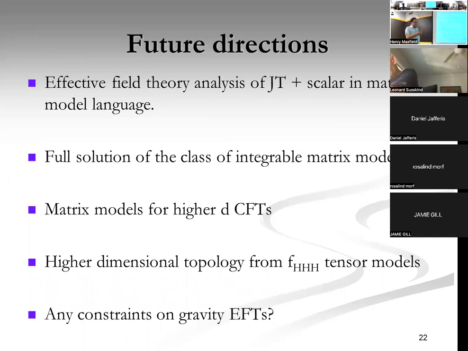It would be nice to understand in more detail exactly how to map regulators of the UV in the bulk to deformations of the matrix model that eliminate these divergences in the loops, which look like the short distance divergence and the divergences in the intervals of the UV. So what exactly is that mapping? It would be nice if we could fully solve that class of integrable matrix models, then I could definitively tell you what was the matrix potential, instead of just inferring it.